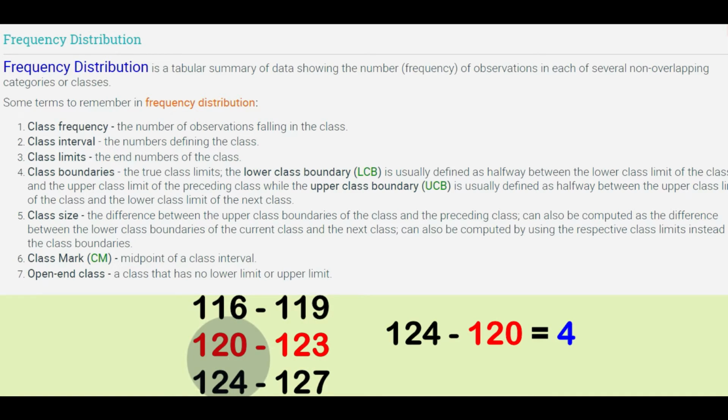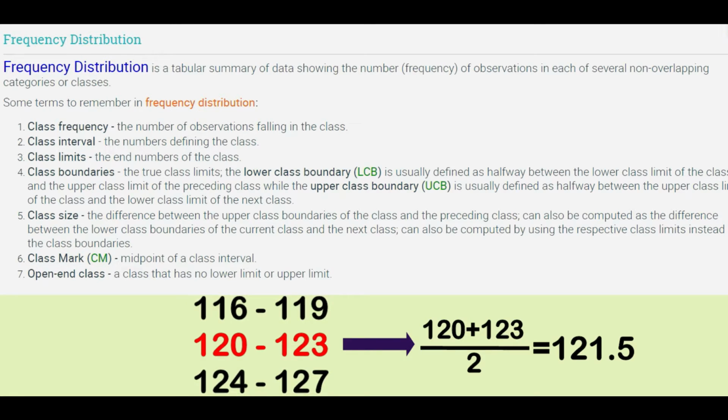We also have class marks. A class mark is simply the midpoint of a class interval. We just add the class limits and divide the sum by 2. So the class mark of this class interval is equal to 121.5.